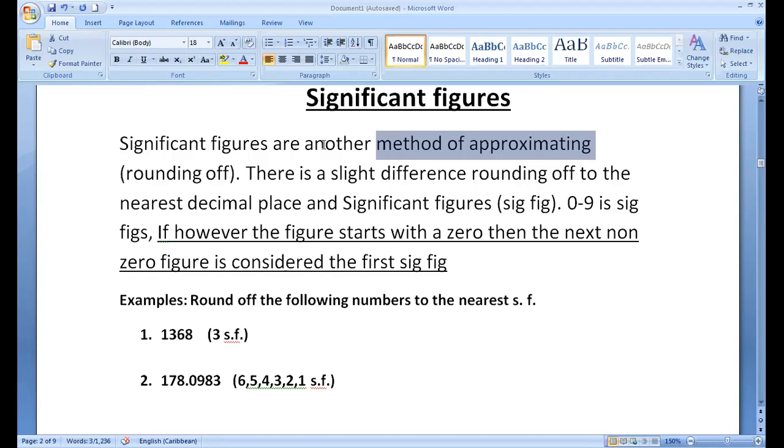When we use the term rounding up, we mean adding one to the number, and rounding down means what? Leaving the number. All right. Now, there's a slight difference though between rounding off to the nearest decimal place and significant figure. Now, 0 to 9 is a significant figure. I use sig fig for short. But look at the underline. It says if, however, the figure starts with a 0, then the next non-zero figure is considered the first significant figure.